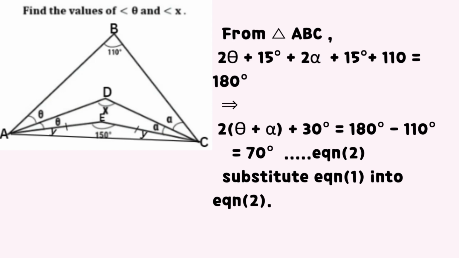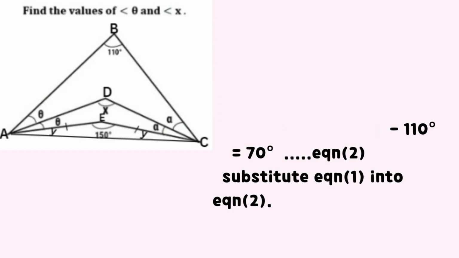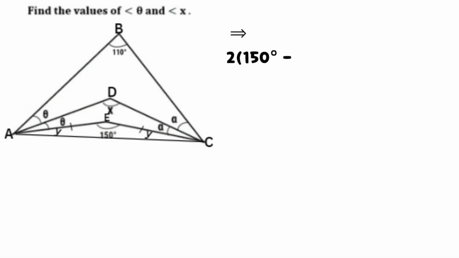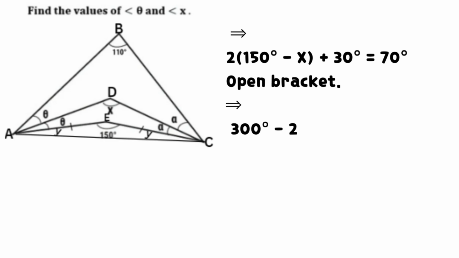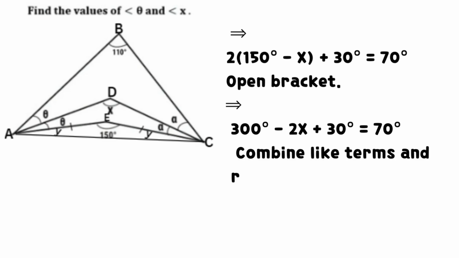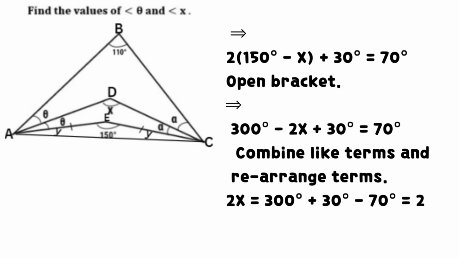Substitute equation 1 into equation 2. It implies that open bracket, multiply out and simplify. We have that 300 degrees minus 2 times x plus 30 degrees equals 70 degrees. Combine like terms and rearrange terms. We have that the product of 2 and x equals 300 degrees plus 30 degrees minus 70 degrees, equals 260 degrees.